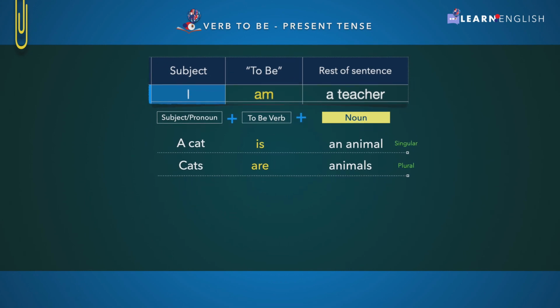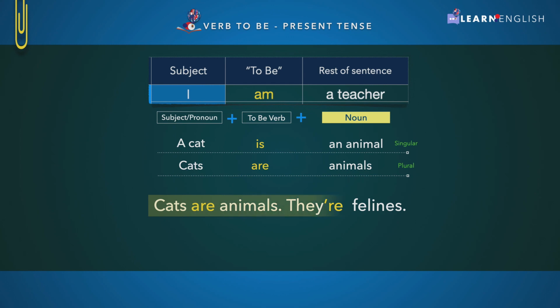Okay, you can write or say several ideas using the verb to be as follows. Let's say two different things about cats, for instance. Cats are animals. Cats are felines. As you already know, we can use here a noun or a pronoun if desired. So let's change to they are felines. Or even better, let's use a contraction. They're felines. Cats are animals. They're felines. Great, here we have an example of two plural sentences used to describe cats.